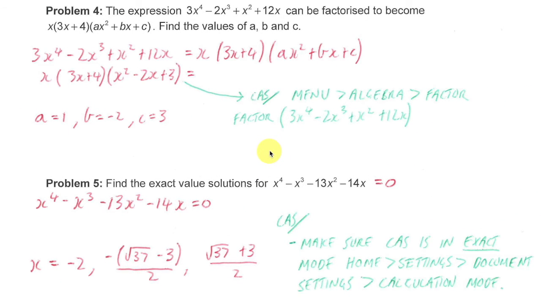All right, so for question 4 here, it's a little bit different. We've got this quartic, and we're told that it can be factorised to become this.